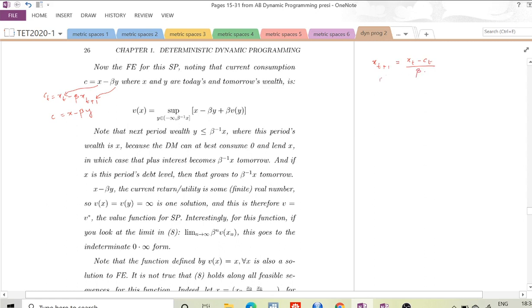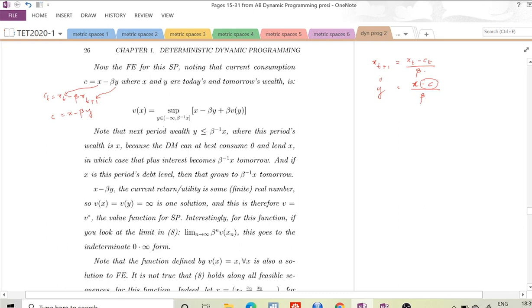Okay, I'm calling this a y now and this an x. So let me call that a c. So what this is saying is that the largest that my wealth tomorrow or my debt tomorrow can be, I get by setting C equal to 0. Okay. So if I don't consume anything, that's the largest my wealth can be. It can go up to X by beta.